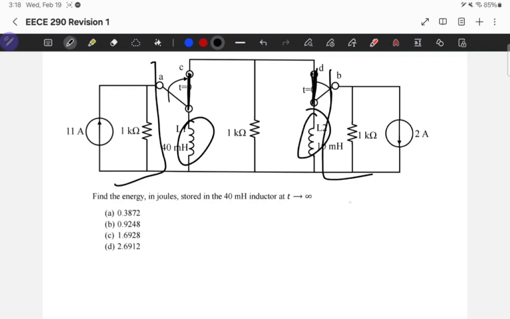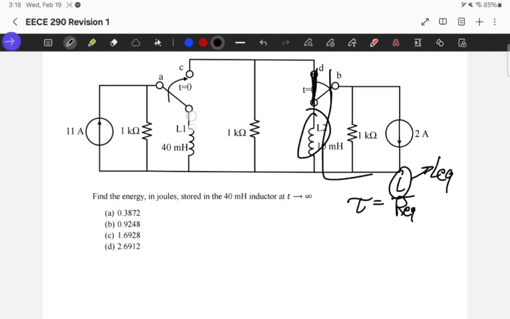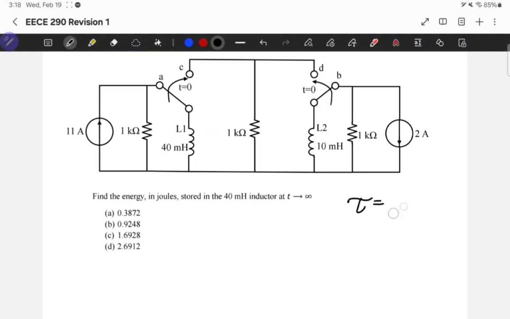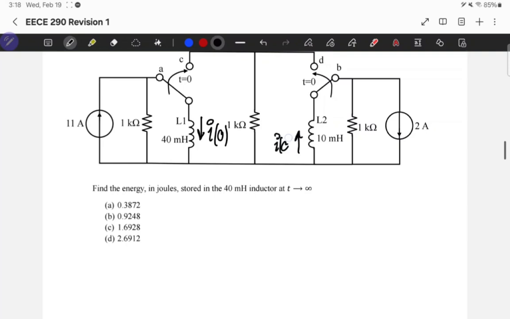So if I want the expression of the current in them, I have to worry about tau, which is L over R equivalent, but L is L equivalent by itself. I can't do L for one inductor and forget the other. So I need to do L equivalent, get whatever values I need from L equivalent and transform them back into two inductors parallel with each other. So this is the strategy. Before I do L equivalent, I need to get some initial values, which are the current going in this inductor at time equals 0 and the current going in this inductor also at time equals 0.